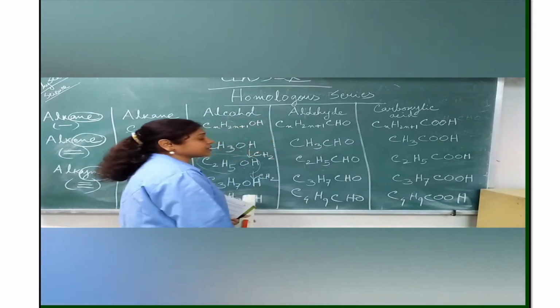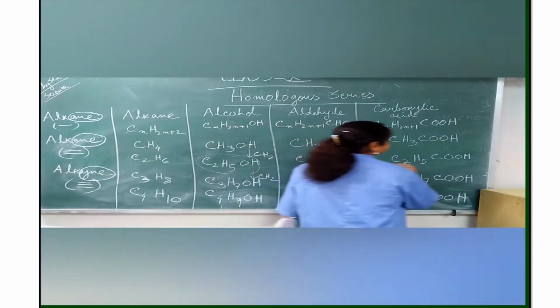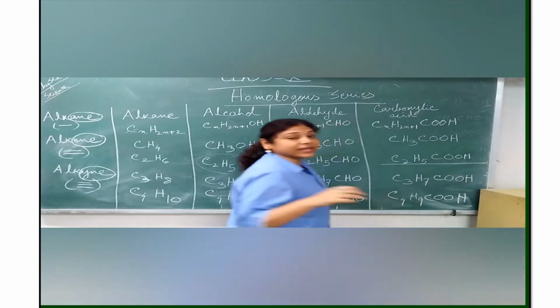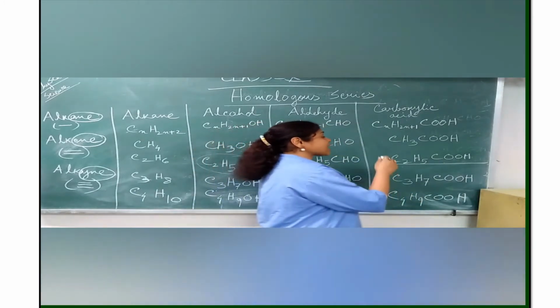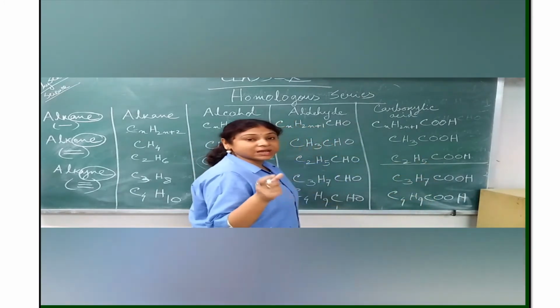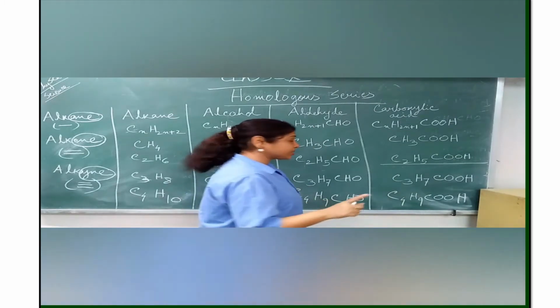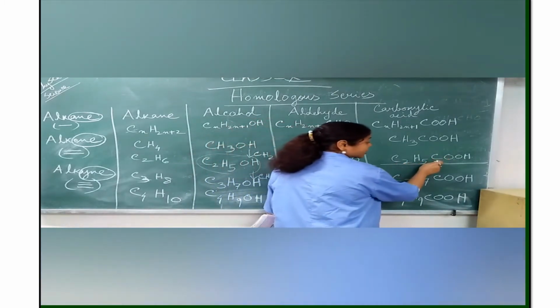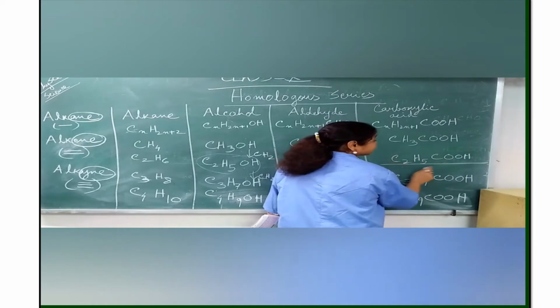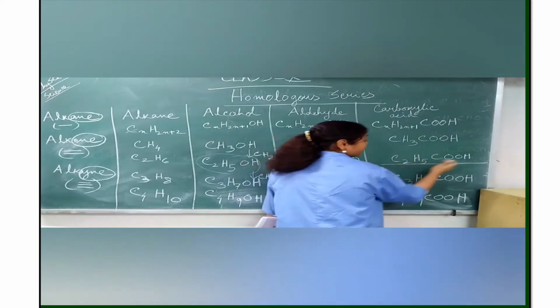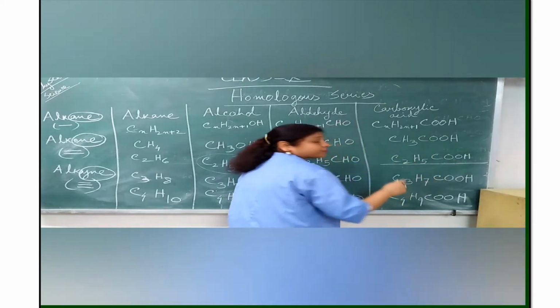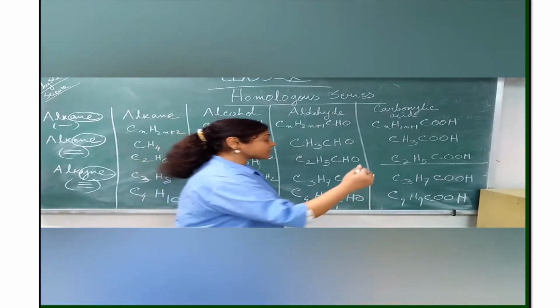Now you can ask me why I am telling this acid propionic acid. Why? Because I told you it depends upon the number of carbon atoms. Here the C2 and 1 carbon is there. So total 3 carbon present. That's why propionic acid. Here 3 plus 1, 4 carbon atoms present. That's why butyric acid.